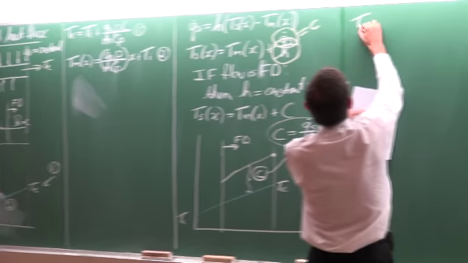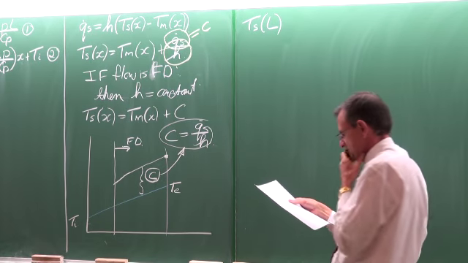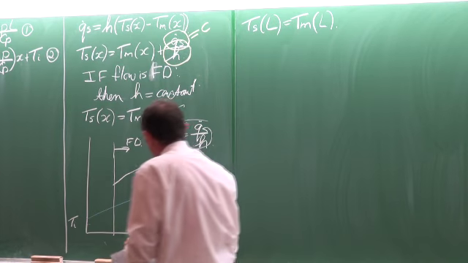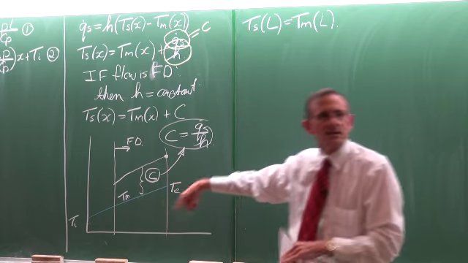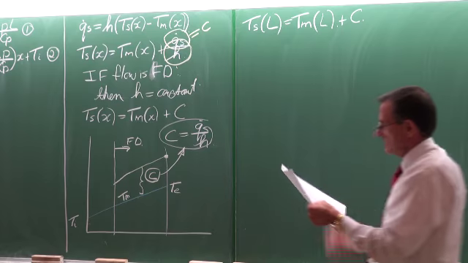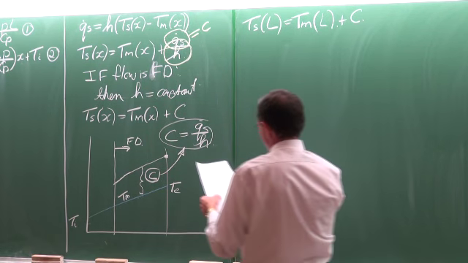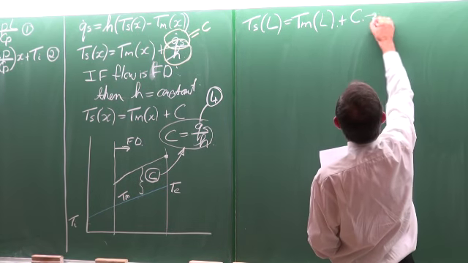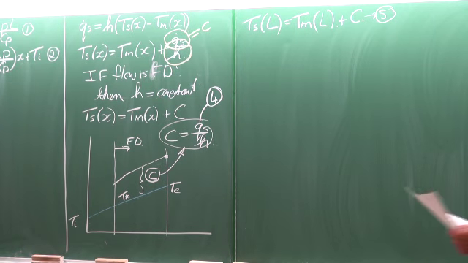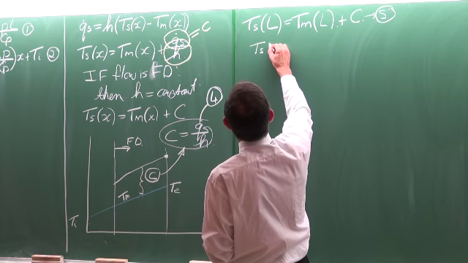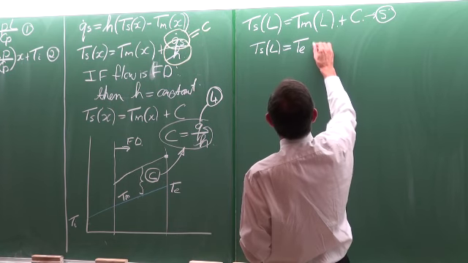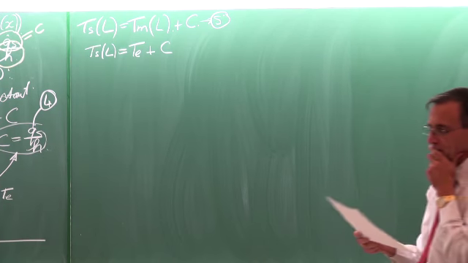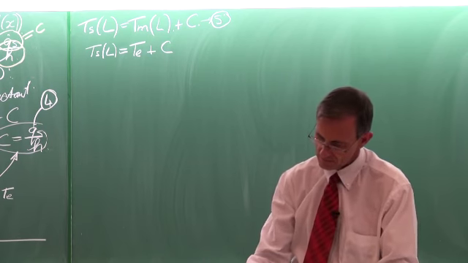So the temperature Ts of the surface, where x is equal to L, would then be equal to the mean temperature of the fluid at L. Remember, that is the outlet temperature, plus the constant C. Or I can say that the temperature of the surface at L would be equal to the outlet temperature of the fluid plus C, which is equal to the heat flux divided by the heat transfer coefficient. Are you all happy with that?